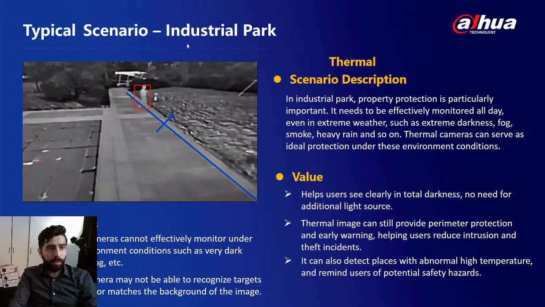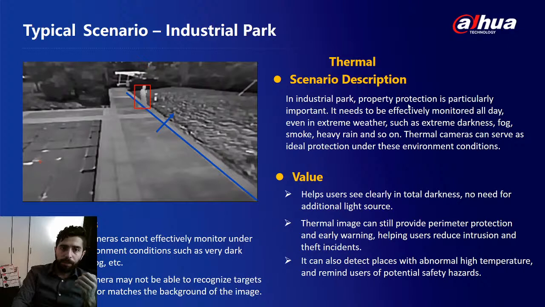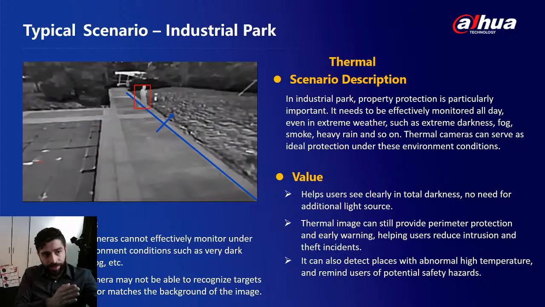Here we have the industrial park. We have the thermal scenario description. In an industrial park, property protection is particularly important. It needs to be efficiently monitored all day, even in extreme weather such as extreme darkness, fog, smoke, heavy rain, and so on. So we have this solution for you. The thermal cameras can serve as reliable protection under these environmental conditions. The thermal camera can identify people intruding into your facility with thermal sensing.